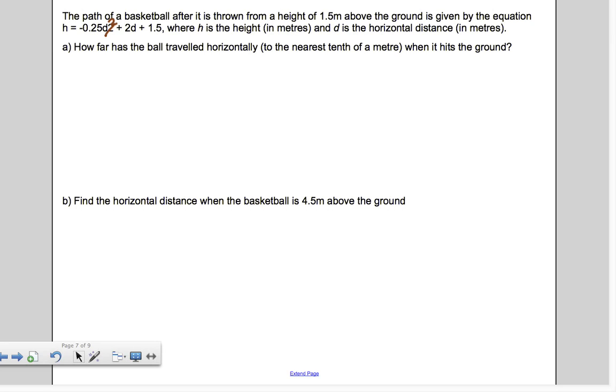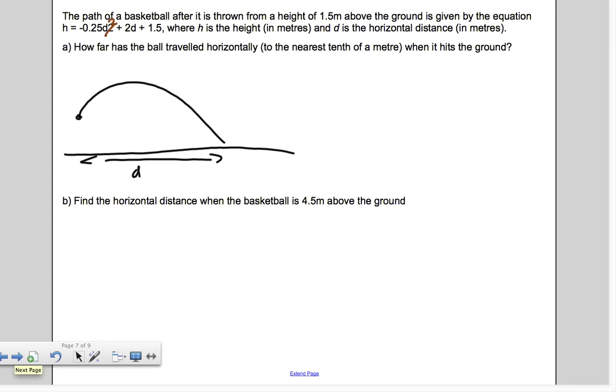So with any word problem, draw a picture. So here's a ball, okay? And so here's the ground. So we want to find this distance where it hits the ground. Right? So first thing with a word problem is just draw a picture. So it's going to land right here.